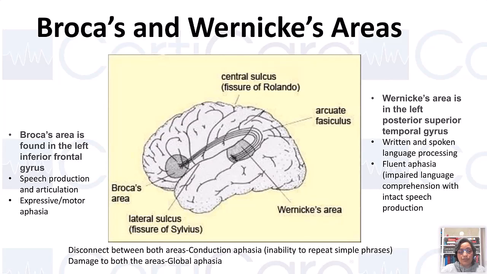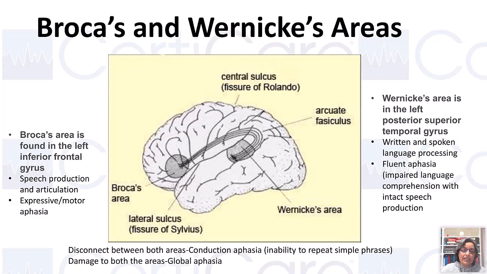Speech areas: Broca's area, which is part of the frontal lobe, is responsible for speech production and articulation. The area in the temporal lobe, Wernicke's, is responsible for language processing, written and spoken. And we all know people with dominant hemispheric temporal lobe epilepsy or temporal lobe seizures have fluent aphasia.